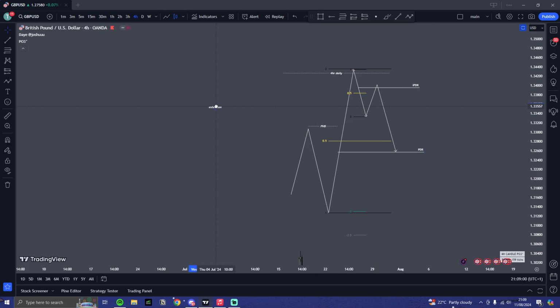But yeah, so that is the first stage of the higher time frame for myself, which is the extension here. And then after the extension, I'm looking for us to hit our IPDR. So it goes extension, IPDR, then we go PDR, and then we repeat the same process as if we've just formed the high of the range.